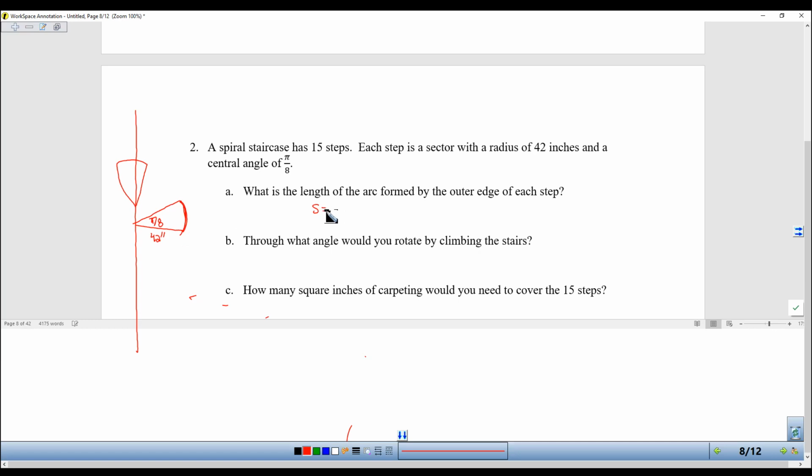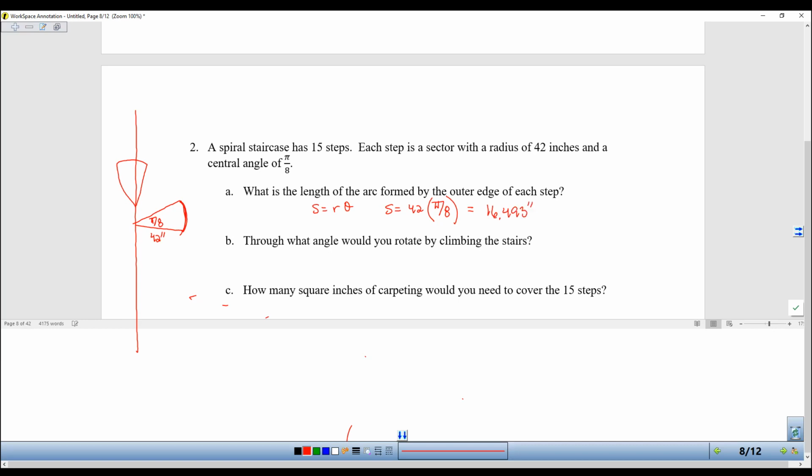So for me, I always write the formula first. S is equal to r theta. And when you're getting your papers graded, that also lets me know that you had a plan, you knew what you were looking for. And then you just fill it in. 42, it's already in radians. So this is really ironic. I make such a big deal about converting that sometimes when I give the problem in radians, kids switch it to degrees because they're so convinced they have to switch it. The point is not that you have to always switch it. The point is that it always has to be in radians. And this comes out to be 16.493 inches.